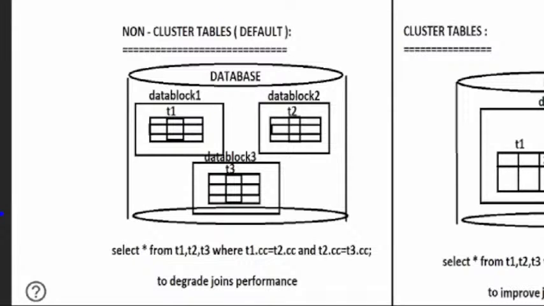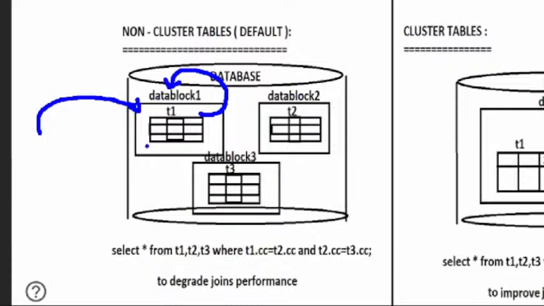Suppose I'm creating three tables here. The first table I'm creating is T1. T1 is not a clustered table. It's a normal table or general table, or else we can say a non-clustered table. So whenever I create a general table in my database, every table is going to be saved separately under data blocks, like table 1, table 2, table 3, 4, 5, 10, 100, 200, whatever it is.